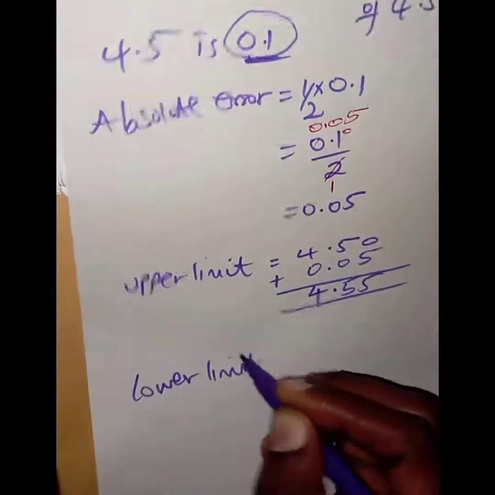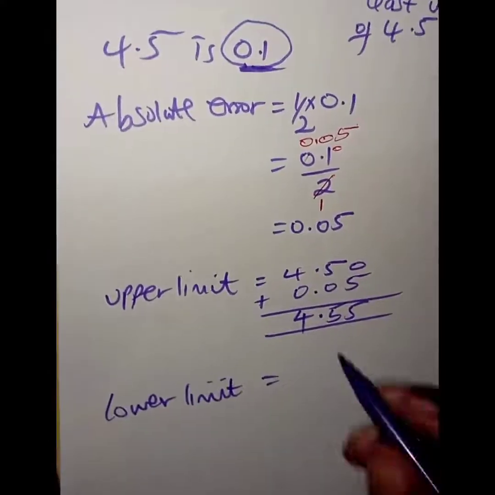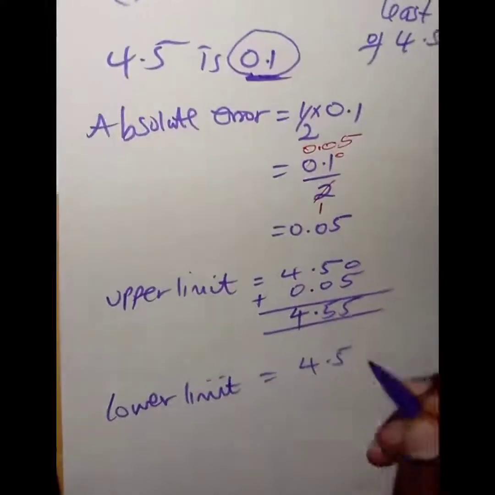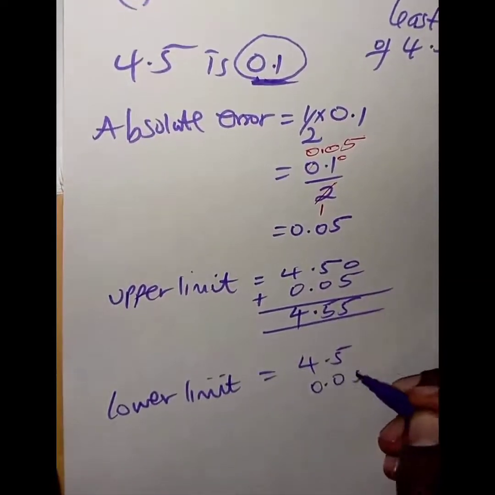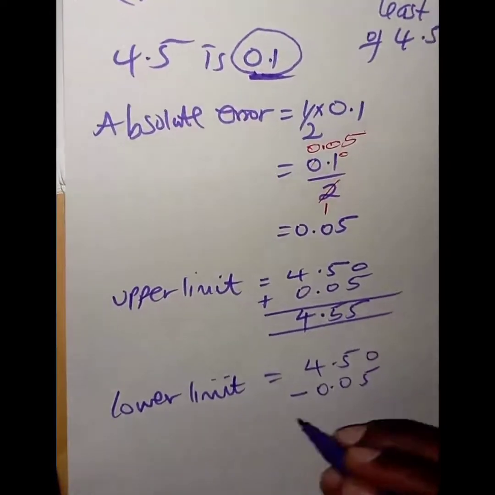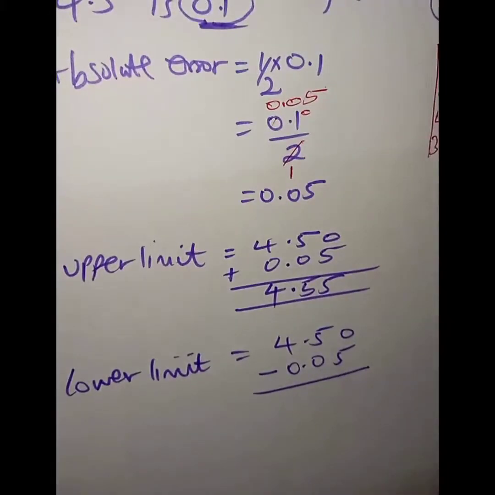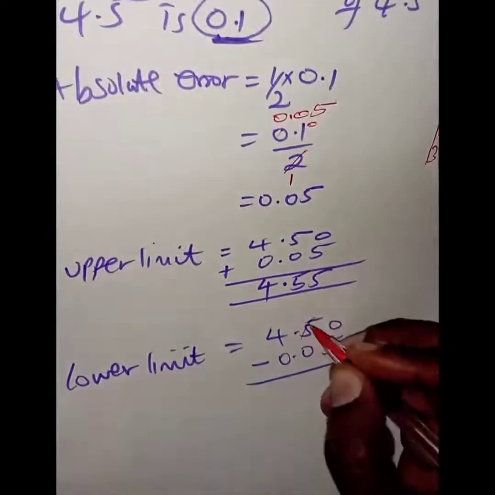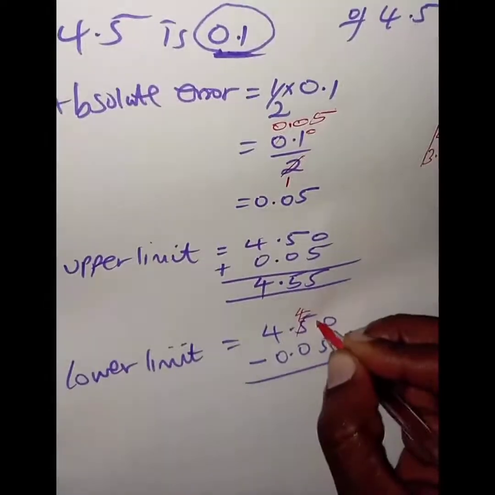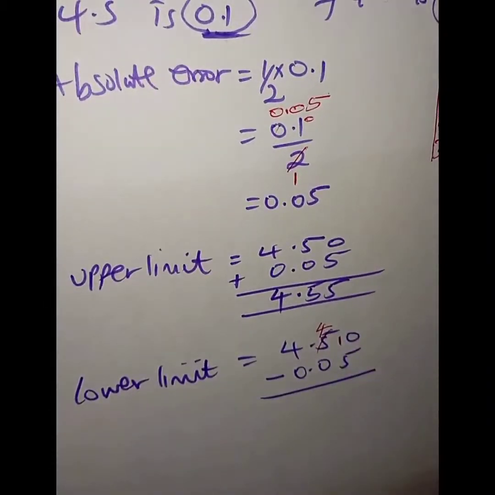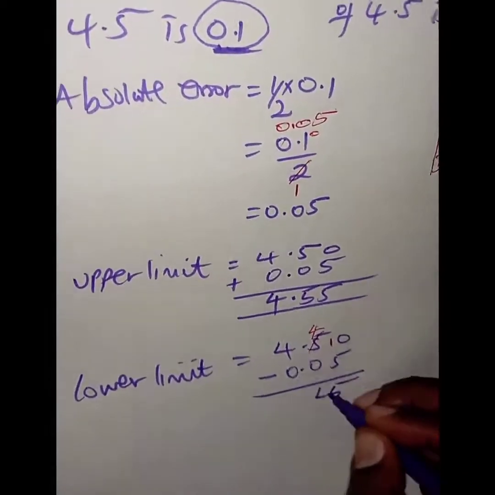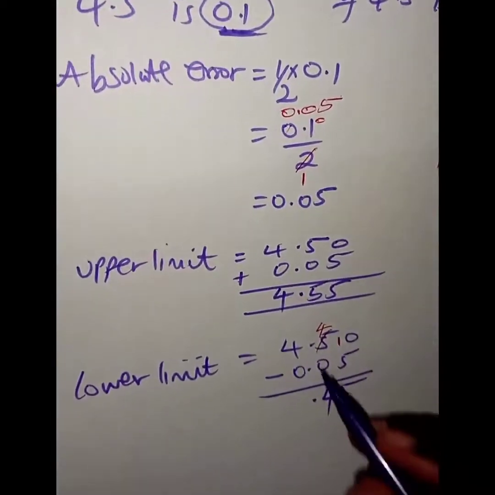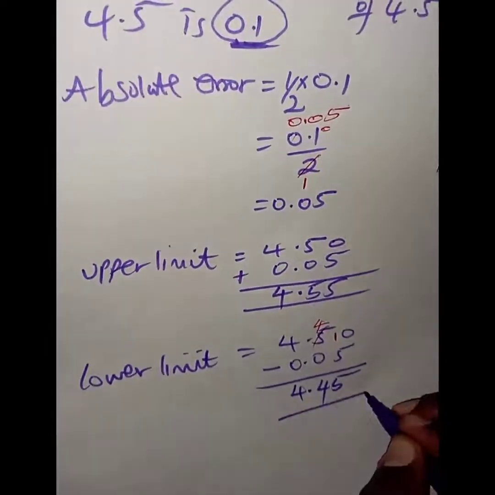There are times where they will ask you to find the lower limit. This is what you do. Lower limit, you subtract 4.5 minus the same 0.05, just put a place value here. So 0 minus 5, it can't, so you borrow a 1 here, so there will be a 4 remaining, and the 1 put here makes 10. 10 minus 5, you get 5. 4 minus 0, you get 4. So this is the lower limit.